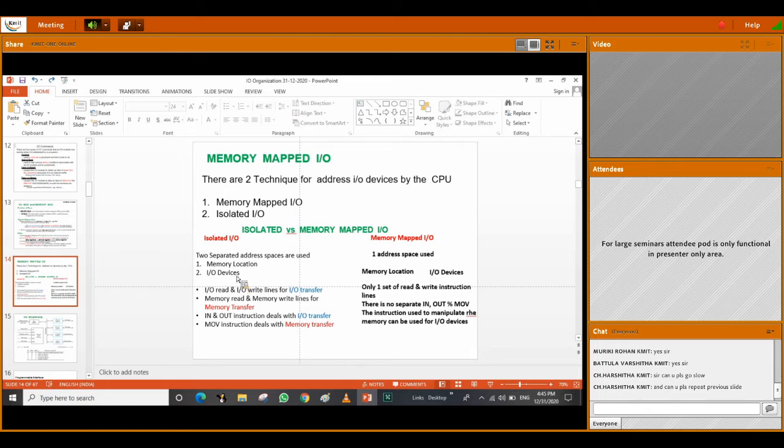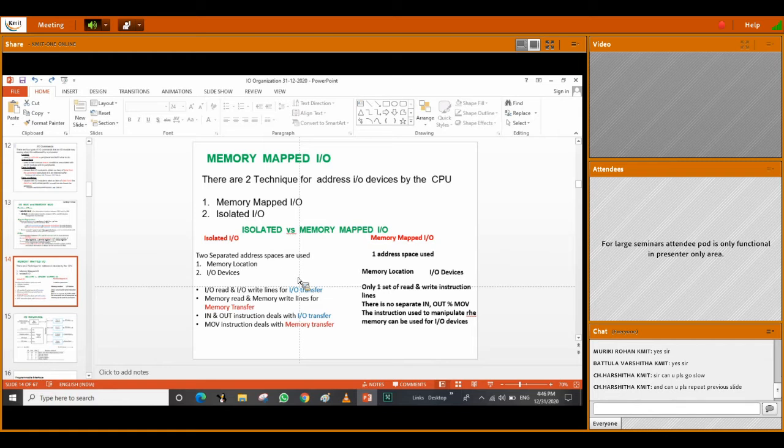Okay, here first we discuss what an IO device is. In the IO device, IO read and IO write lines are used for IO transfer. How are you transferring? IO read and IO write lines for IO transfer, and two separate address spaces are used here. Memory read and memory write lines are used for memory transfer.